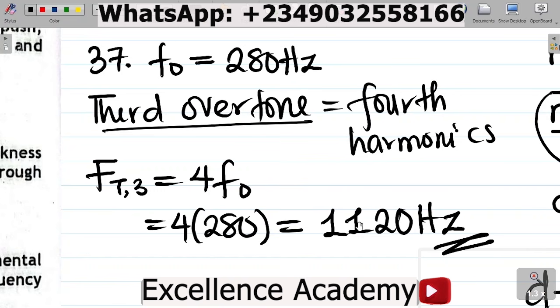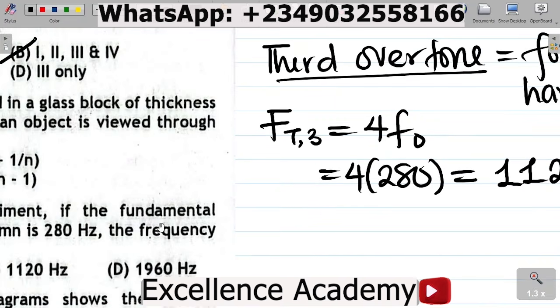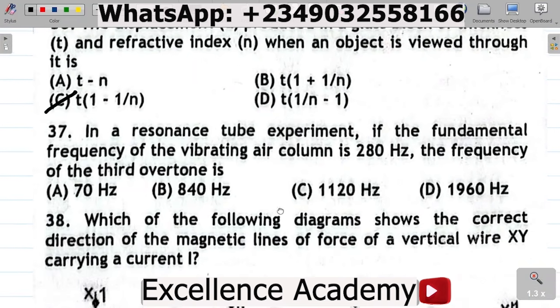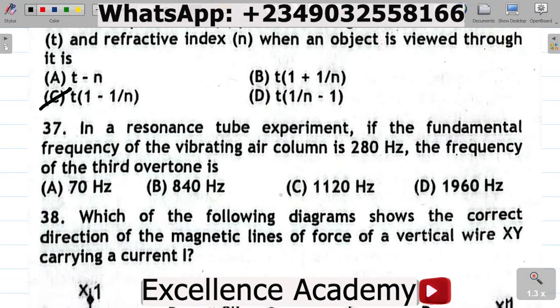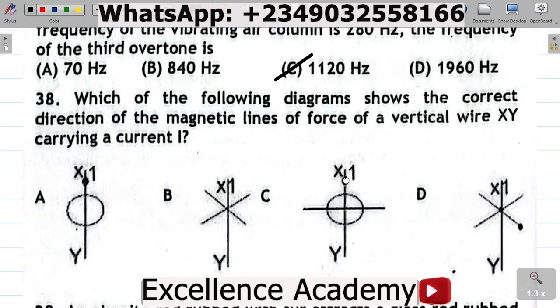But for this question here, the answer is 1120 hertz. So let's take down this answer. Which option is 1120 hertz? That's option C. So C, 1120 hertz, is the correct answer.